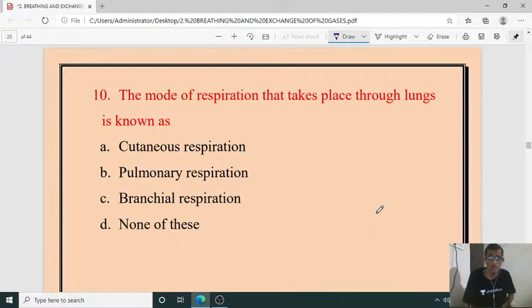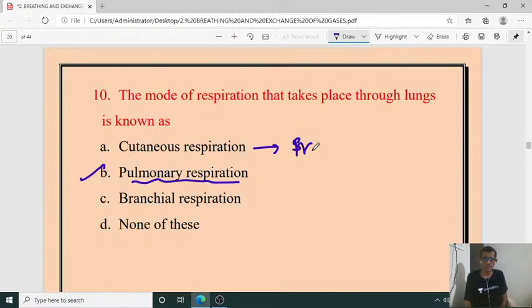The next question, number 10. The mode of respiration that takes place through the lungs is known as what? Cutaneous respiration, pulmonary respiration, bronchial respiration, none of the above. So the right answer is pulmonary respiration. Cutaneous respiration is through the skin, moist skin, as in earthworms etc.